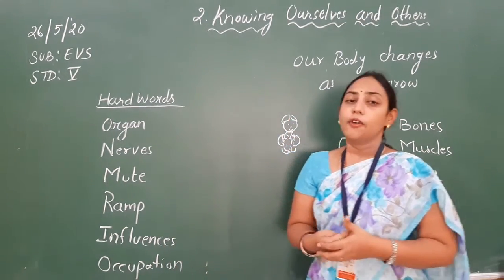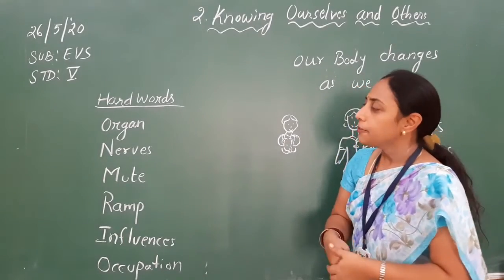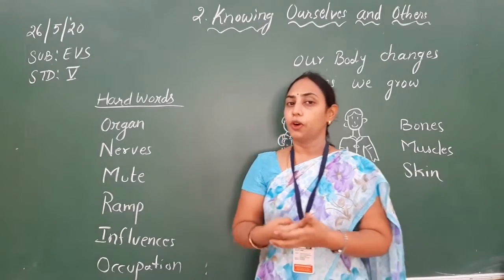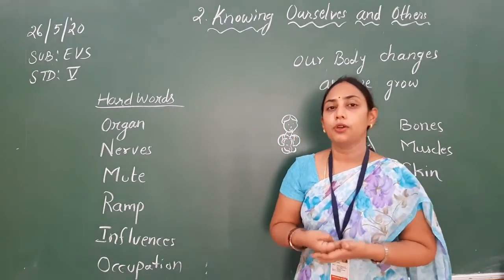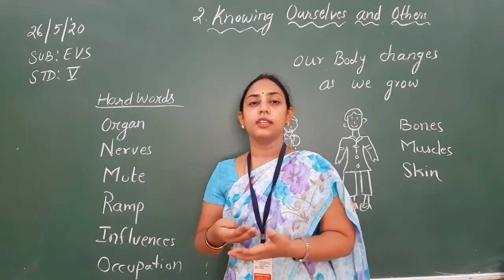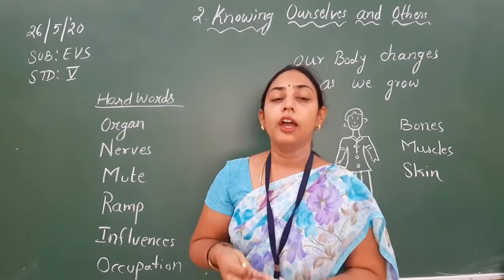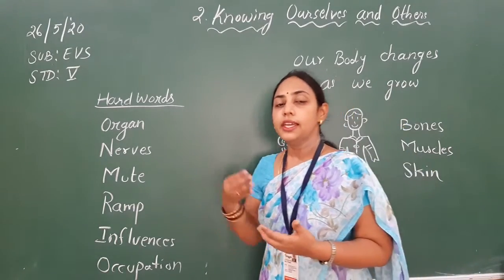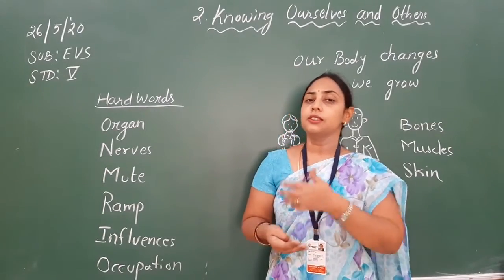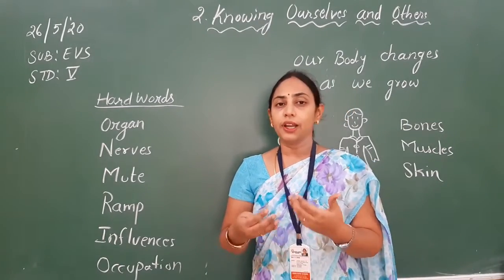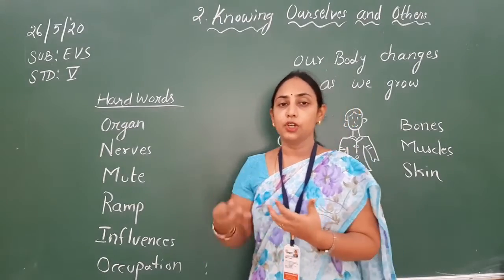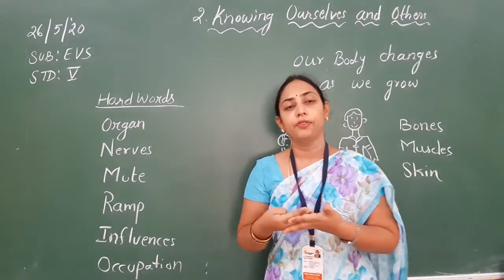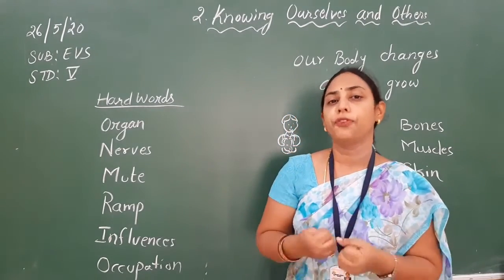So before moving ahead, let us go through the hard words, that is organ. Organ is the part of the body that plays a very important role in any organism. The organ is the part that plays a very important role in performing a particular function. Every organ of the body has a particular function. Like in smaller classes we say part, but as we grow older we should use the terms related to science, that is organ. Organ means the part that has a specific function.